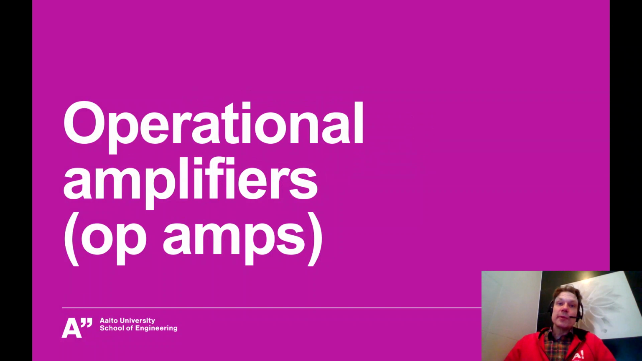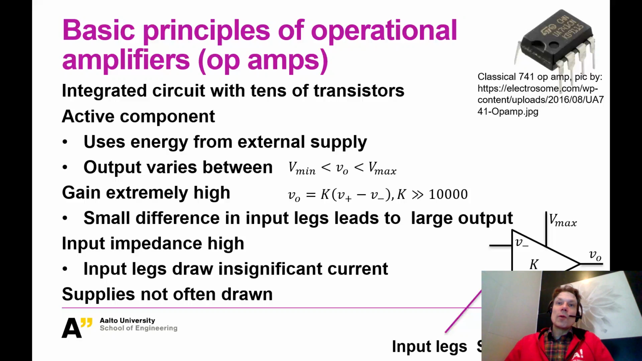Okay, and let's continue with operational amplifiers. So this is pretty much a basic component of any electronic device nowadays. You see a classical type of operational amplifier here, but there are many other types. And this is an interesting device. It's an active component, meaning that we are mostly looking at the inputs and outputs, but it is supplied by minimum and maximum voltage.